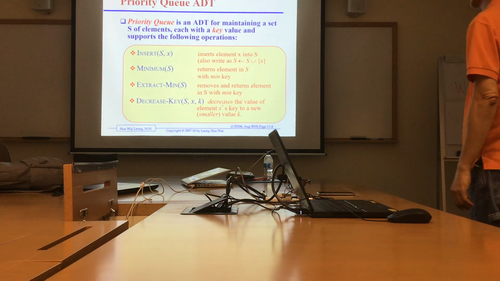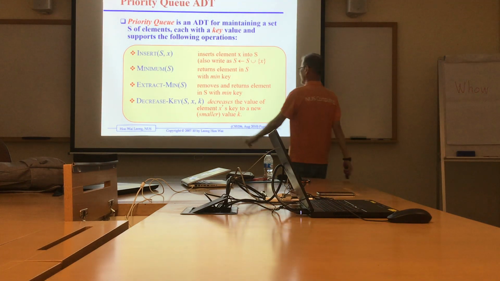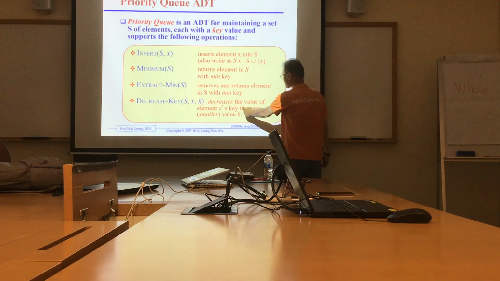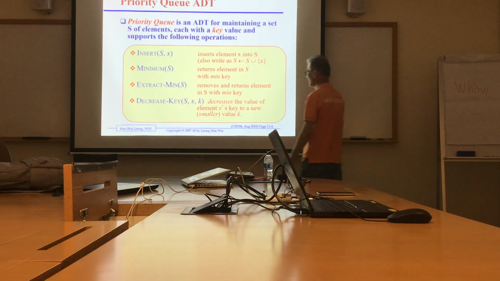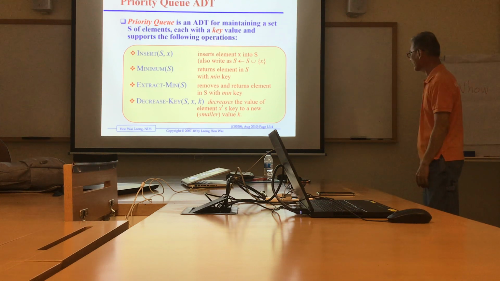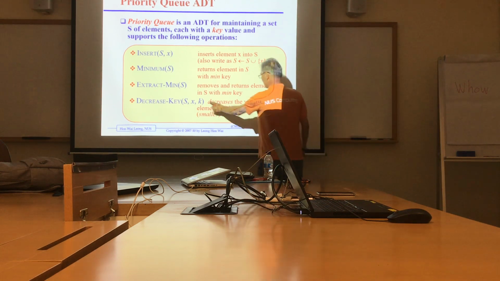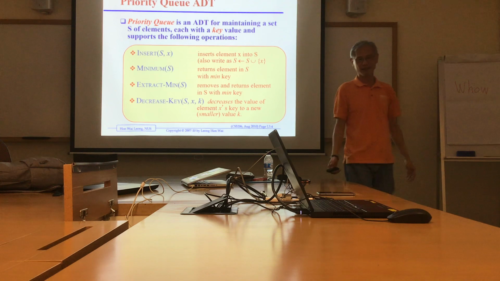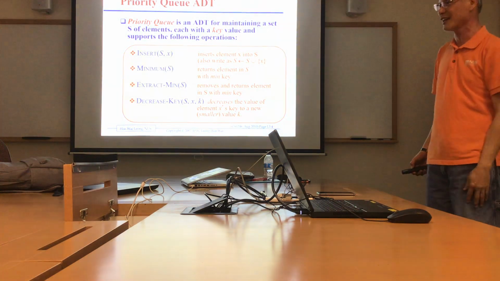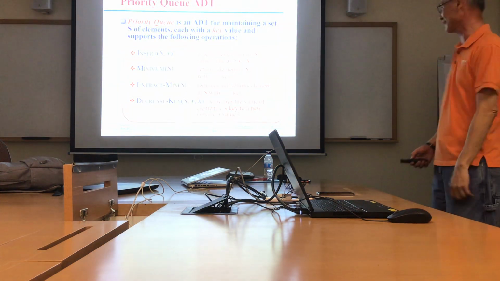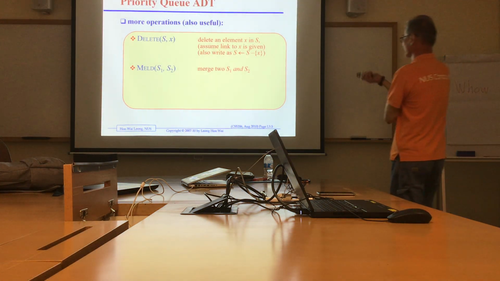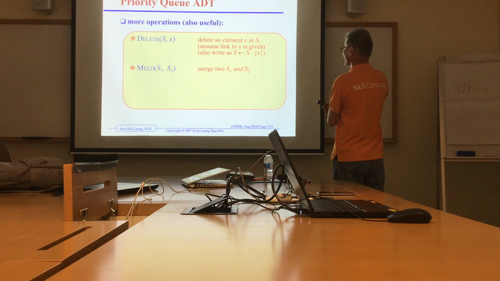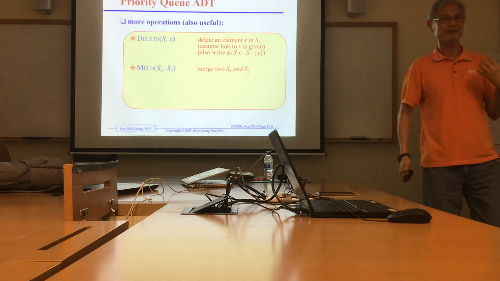Decrease key just takes an element x and reduces the key value of x by k, or actually, replaces it by a new value which is smaller. Smaller is important in this particular context. But often there are also other operations that are important. Delete is sometimes also important, melding, and all of this we want to be fast.